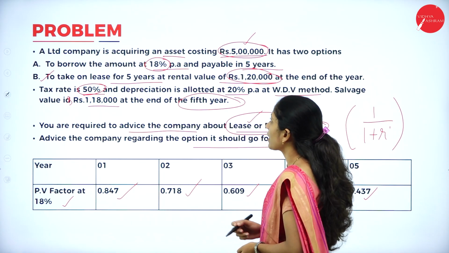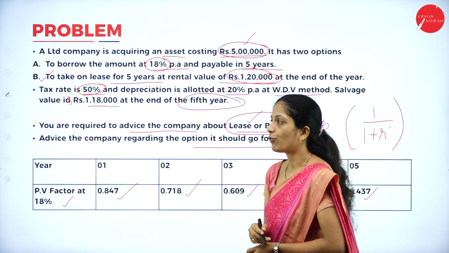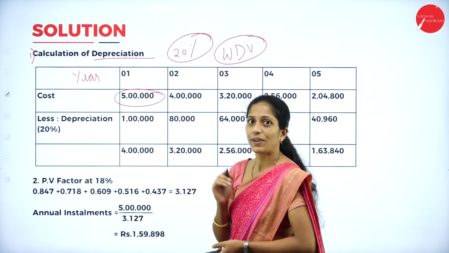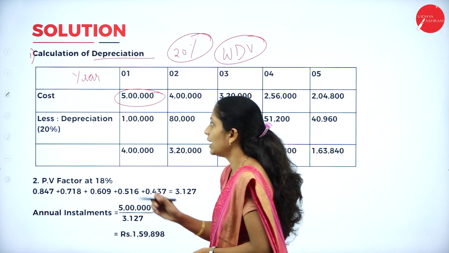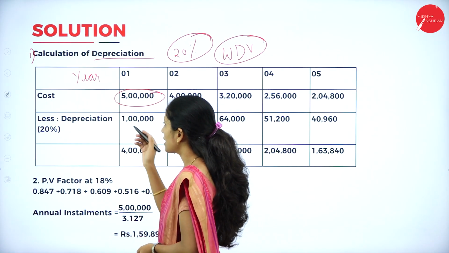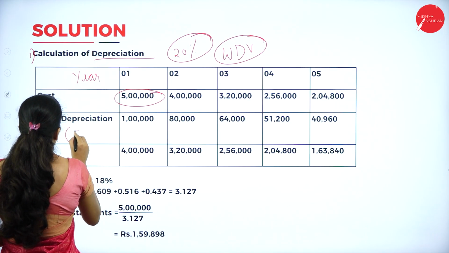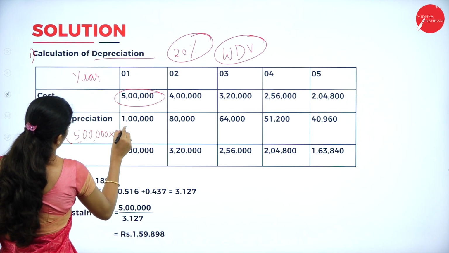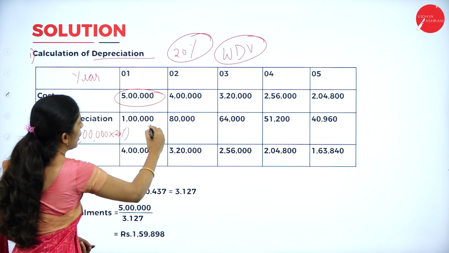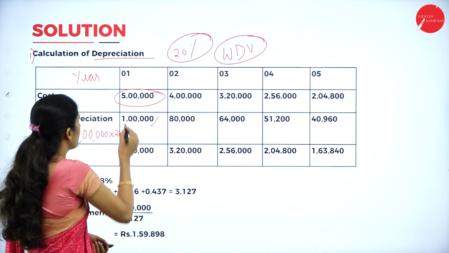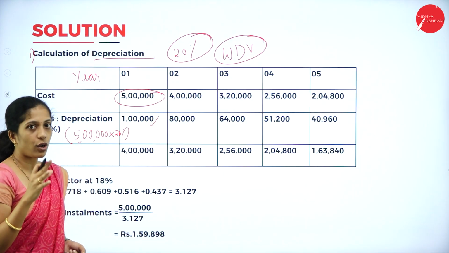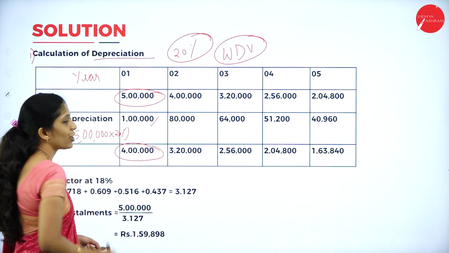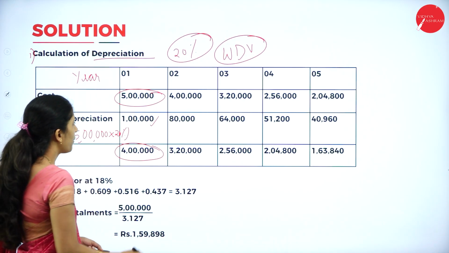Next, what is the cost of the asset? They have given it in the question. That is 5 lakh. So in the first year, the cost is 5 lakh. We have to deduct depreciation in the first year, so less depreciation at 20%. It's 5 lakh into 20%, so we get 1 lakh as depreciation. Now deduct this: 5 lakh is the total cost of the asset, less depreciation in the first year, so the amount is 4 lakh.